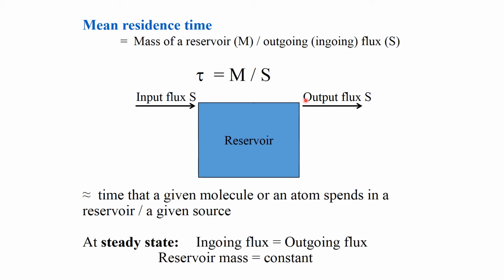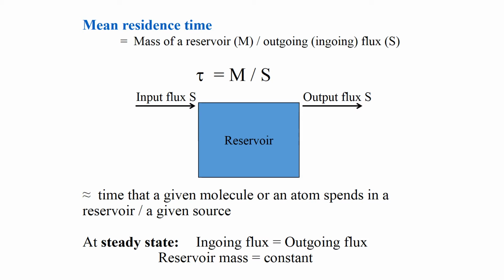And then it has an output flux. Calcium is removed from the ocean by the formation of things like shells or coral reefs. These are things that produce calcium carbonate shells, and that removes the calcium from the ocean.